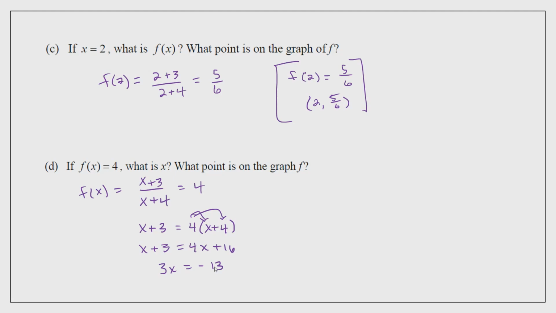And then I'm going to divide both sides by 3. And I'll get -13/3. Okay? So x equals -13/3, which gives us the ordered pair -13/3, comma 4. Alrighty.